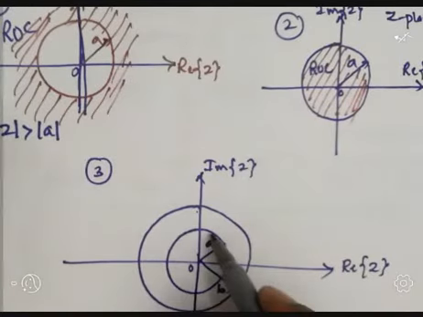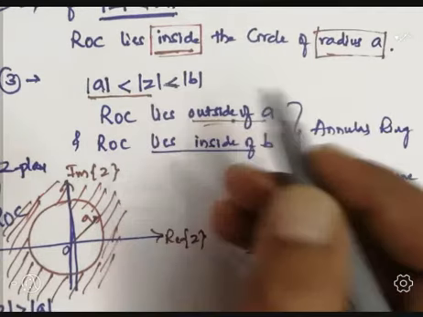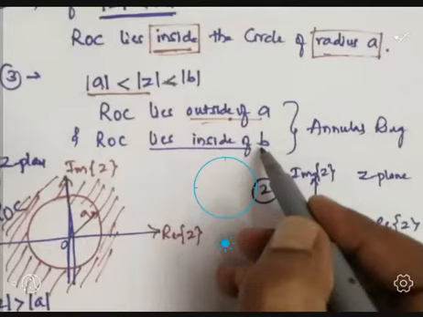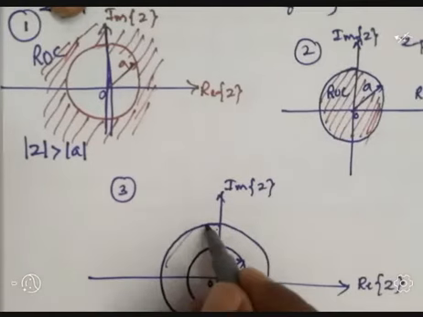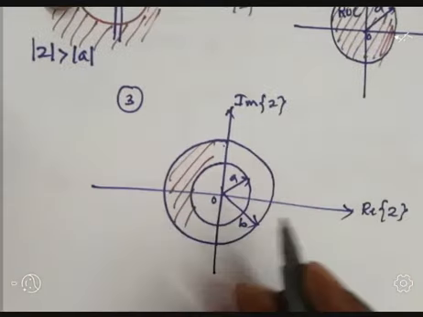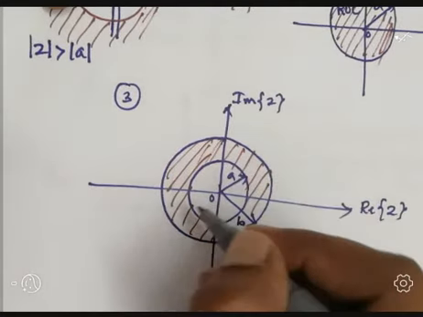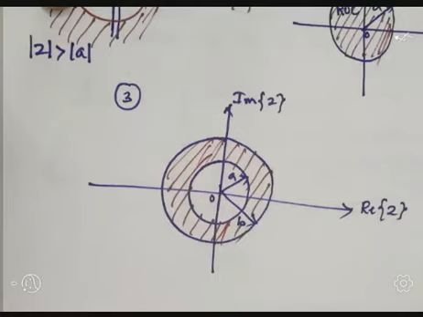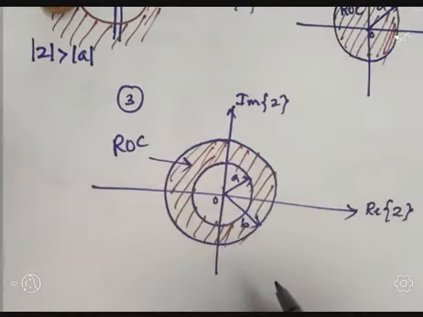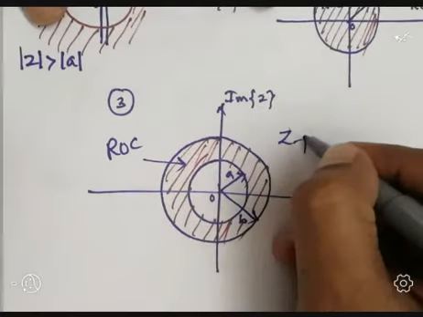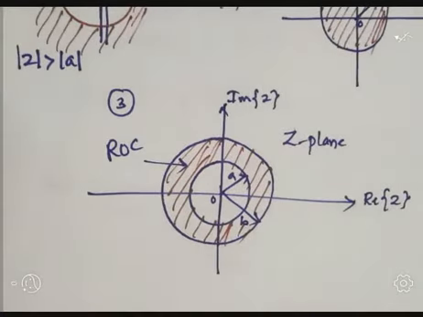Outside this circle ROC lies, as well as mod of z is less than b. Less than b means inside the circle of b. So in between a and b it lies. So our ROC lies here. It acts as a ring. This is our ROC. The shaded part will give the ROC on the z plane. So this is the representation of ROC on the z plane.